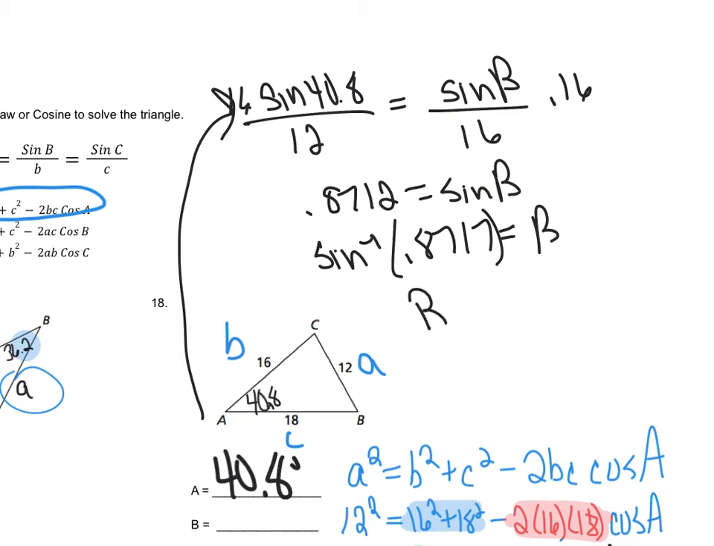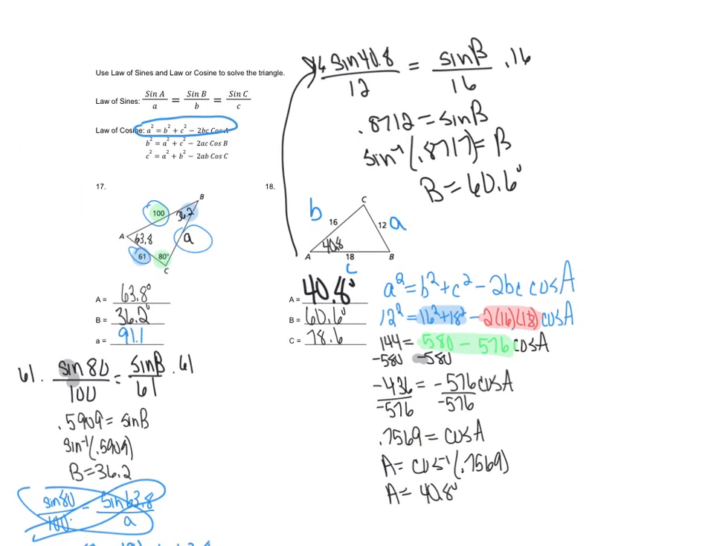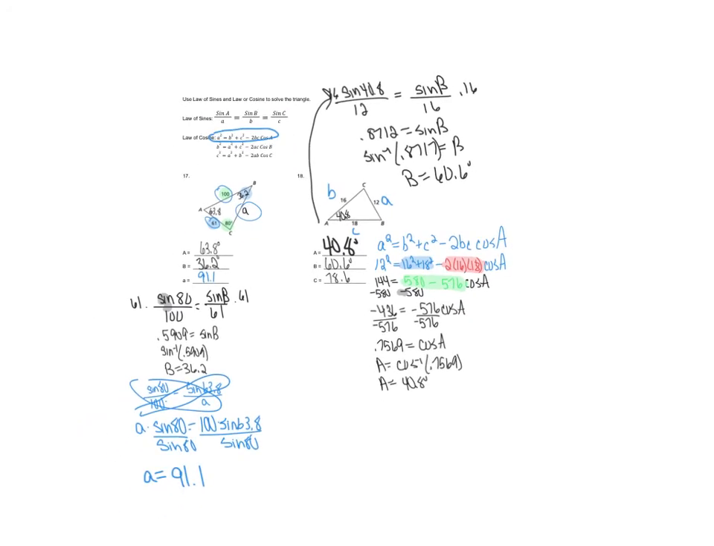And B is going to be 60.6 degrees. And once I know that angle B is 60.6, it's easy, using the triangle sum, to tell that angle C is going to be 78.6. Okay, so we've used the law of cosines here to find an angle measure. We've used the law of sines to find sides and angles. So if you need any help with that, hopefully this has helped you a little bit with how to do it.